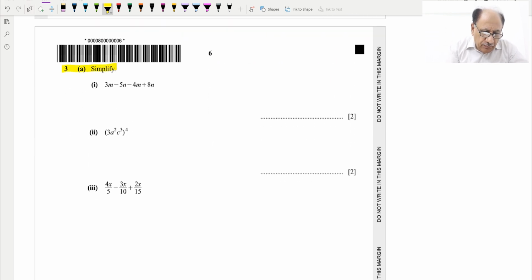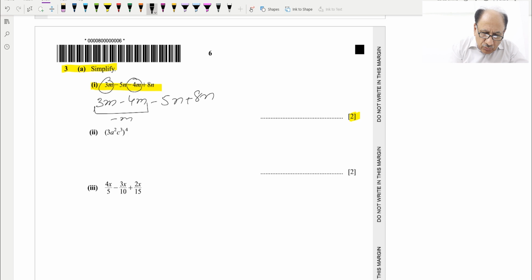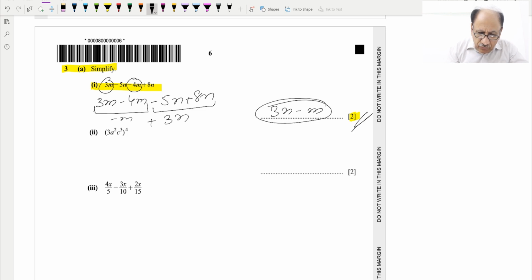Question number 3a part, simplify. This is 2 marks, a very simple question, algebraic expression we need to add. Like terms we will be adding. So 3m minus 4m I'm arranging first, then minus 5n plus 8n. So these two we can combine, and this will be minus m. And these two we can combine, and this will be plus 3n. So we can write 3n minus m, and this will be our answer for 2 marks.